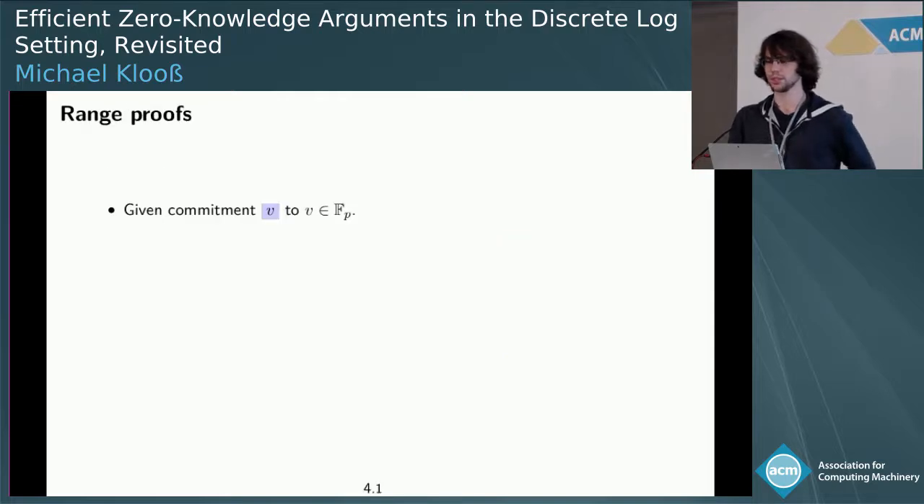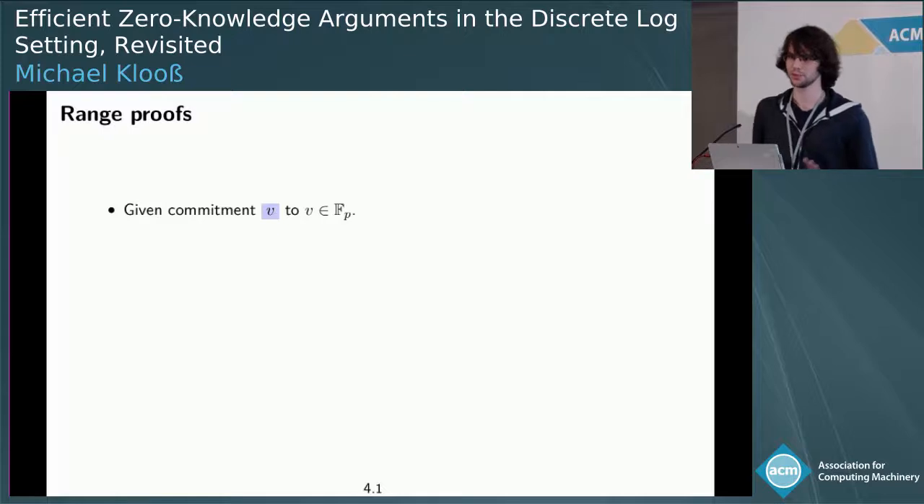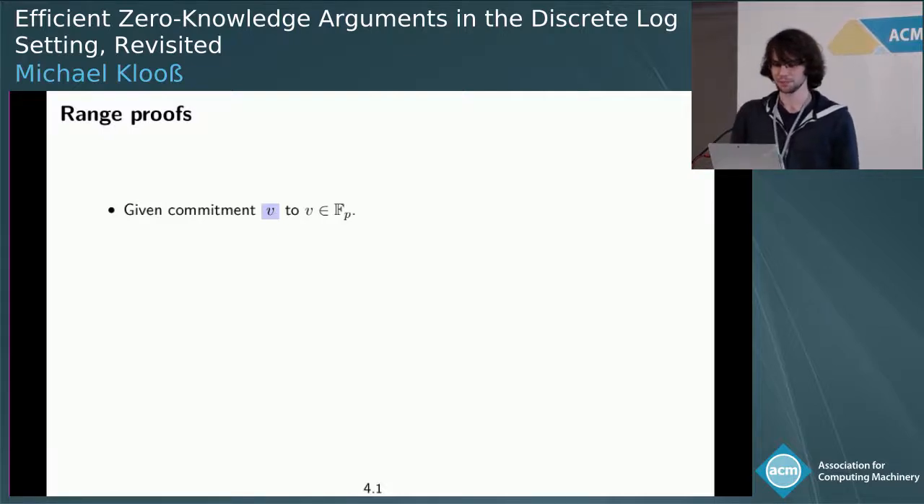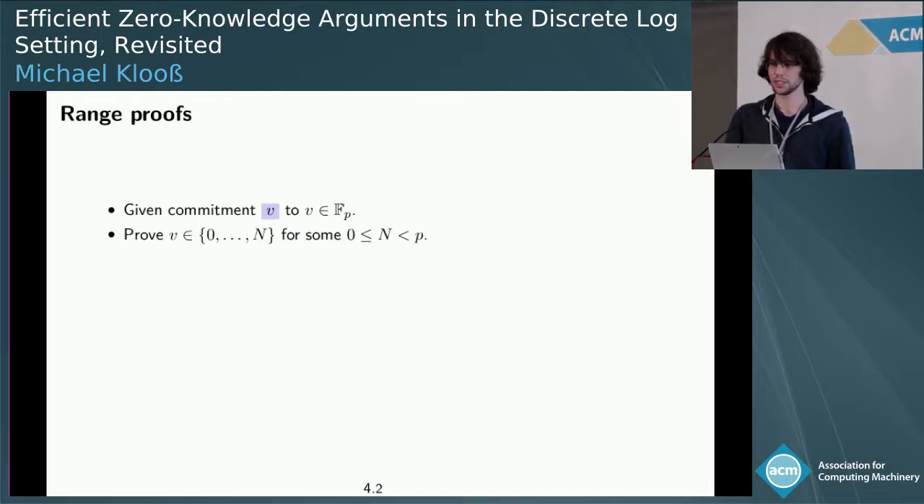So let's have a closer look at range proofs. We're in a kind of commit and prove setting, though my terminology may differ from the previous talk. So we have a commitment, which is always this boxed value v, and it's a commitment to some scalar. And we want to prove that this scalar lies in some range, 0 to n, with n smaller than the modulus p. And a use case here is that you can prove in eCash or in electronic payment schemes that you have enough funds to pay for a transaction.